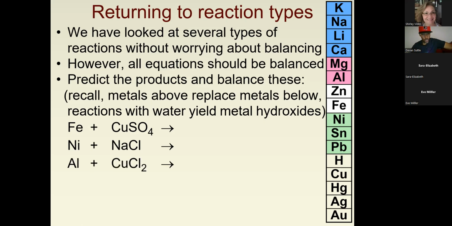All right, what about aluminum and copper? Yeah, aluminum is on top. Okay. What about lithium and zinc? Lithium is on top. Yes, very good. Lithium and hydrogen. Lithium is on top still. Okay, so all of these reactions will happen except one so far.